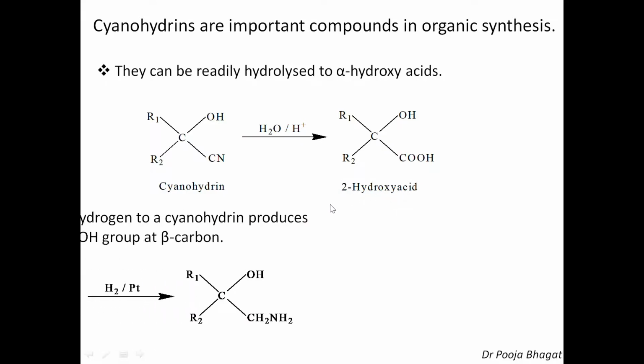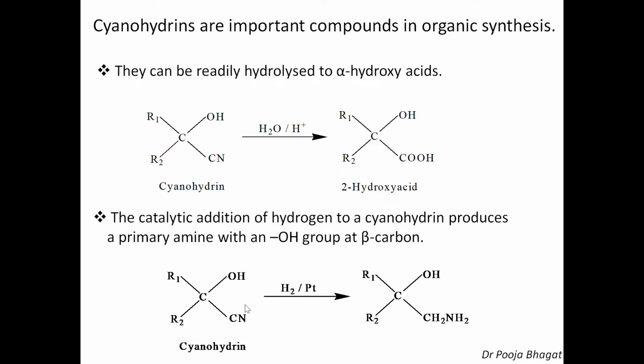Not only this, the cyano group can also get reduced to CH2NH2 by using hydrogen and platinum. So the catalytic addition of hydrogen to a cyanohydrin produces a primary amine. You can see it is a primary amine. If it is alpha carbon, this is beta carbon. So at beta carbon you have OH. So these are the 2 important compounds which you can prepare from cyanohydrins.